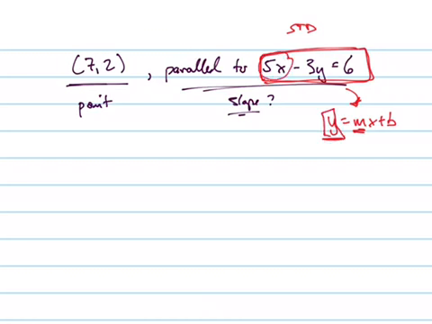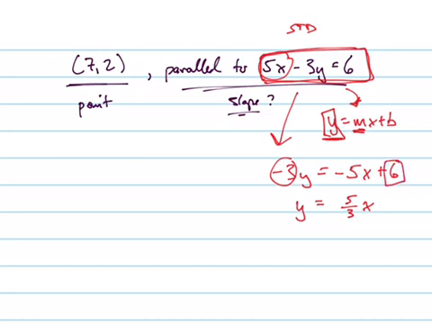So let's move the 5x over. Negative 3y equals, I'm subtracting 5x. You see what I did there? First step, and now get rid of the negative 3. y equals, divide both sides by negative 3, so that'd be positive 5/3 x. And don't forget to divide this by negative 3 also, minus 2.